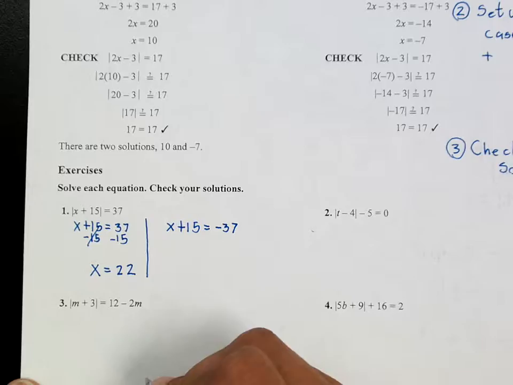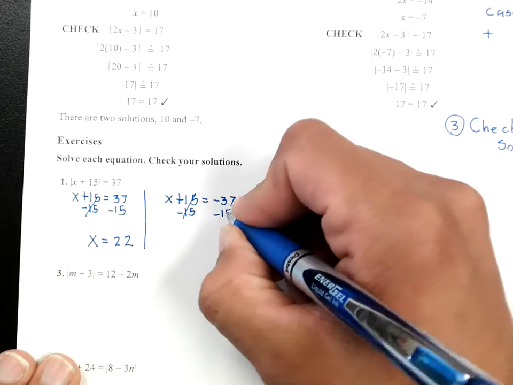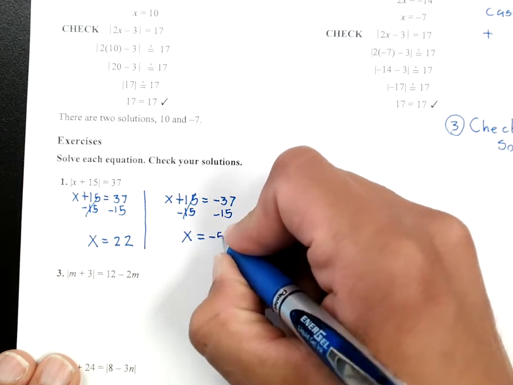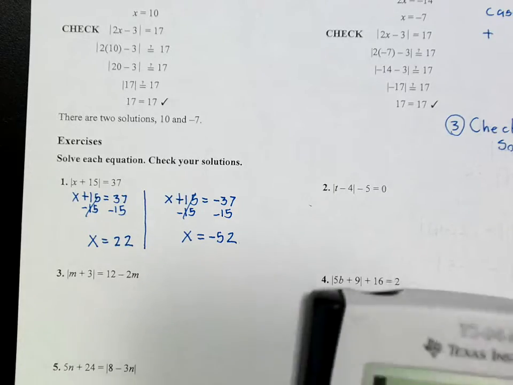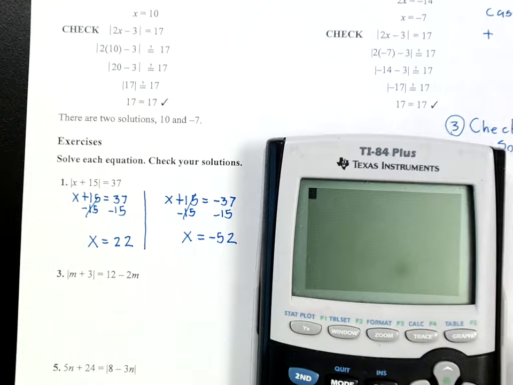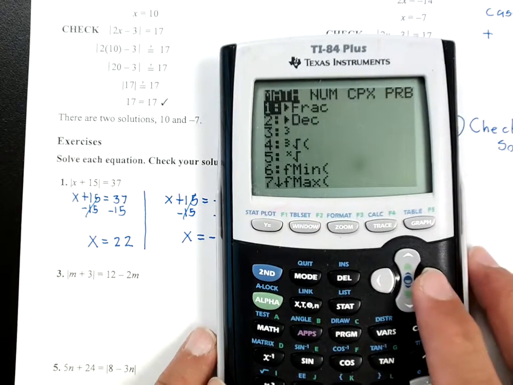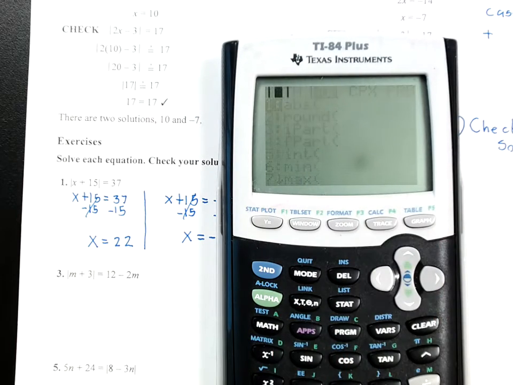Okay. Now on the right side, we're going to subtract 15. So we have x is equal to negative 52. All right, the last step that says check, you can do that completely on the calculator. I don't care. So just for practice, let's go ahead and stretch out our fingers and punch this in the calculator to figure out if those two are indeed the answers. We have math, which is the third button right here, math over to the number. There's the absolute value right there. So all you have to press is enter. So again, math over to the right, press enter.